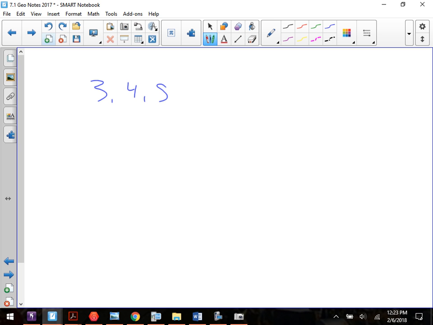For example, what's 3 squared? What's 4 squared? What's 9 plus 16? Doesn't that equal 5 squared? The answer is yes. If I double all of these, you get that. What's 6 squared? What's 8 squared? 64 plus 36 is how much? Not 12. It's 100, which happens to be 10 squared.